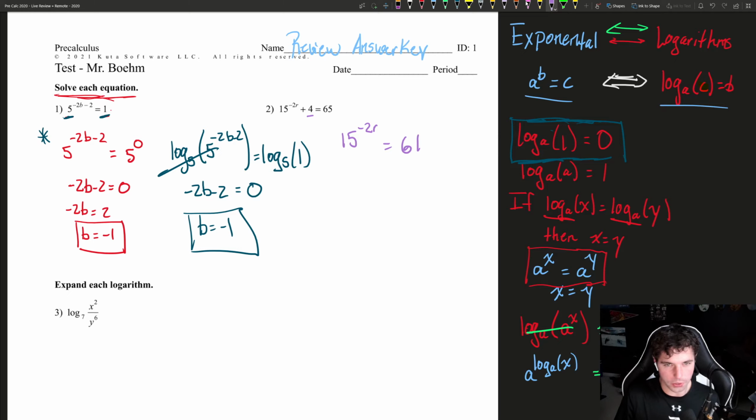Then what you could do is ask yourself if there's a common base between 15 and 61. There's not. You could try 3, you could try 5, and really 15 is not prime, but there's no perfect squares of 15. So nothing really works, okay? So then what do we do? Well, in order to cancel out this base, so we get negative 2r on its own, we take the log base 15 on both sides.